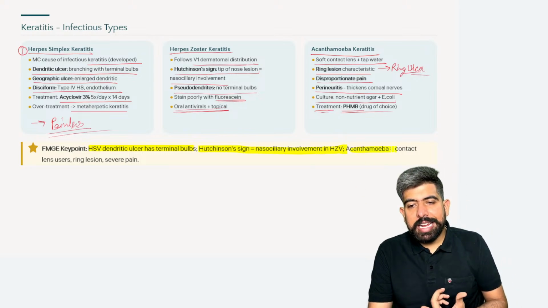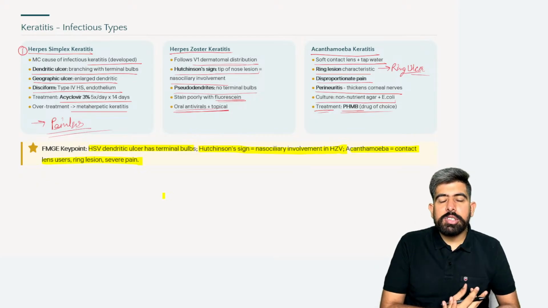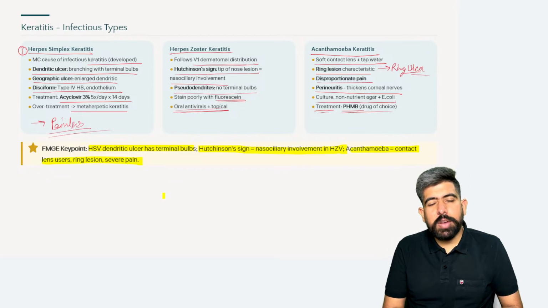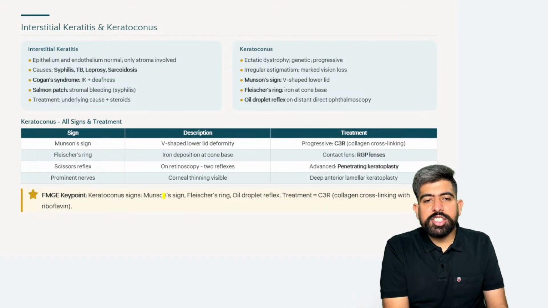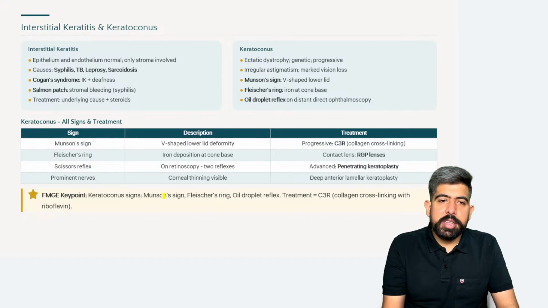And please remember, in Acanthamoeba keratitis, contact lens users have a ring lesion and severe pain. Please remember, severe pain will come with a ring ulcer in a patient of Acanthamoeba keratitis. Of course, there should be a history of misuse of contact lenses.